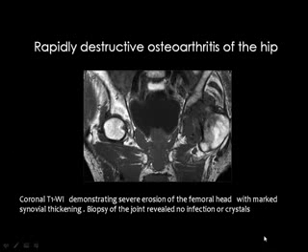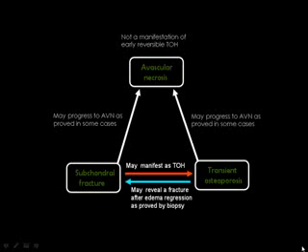Then look at this case also with rapidly destructive osteoarthritis of the hip. The femoral head is totally lost and the acetabulum is almost totally eroded, and you got some sclerosis and granulation tissue filling the joint. Actually, this appearance cannot be discriminated from septic arthritis, for example, of the hip, but the clinical symptoms are very important here to separate both ideas.